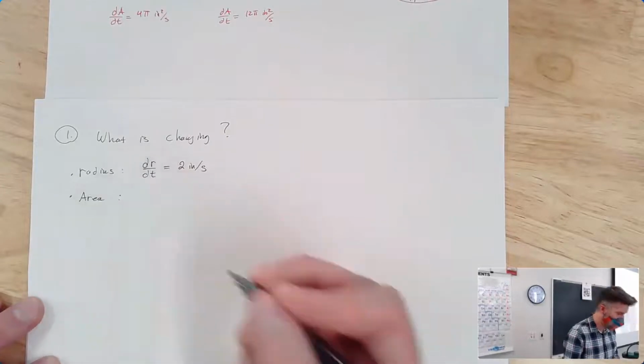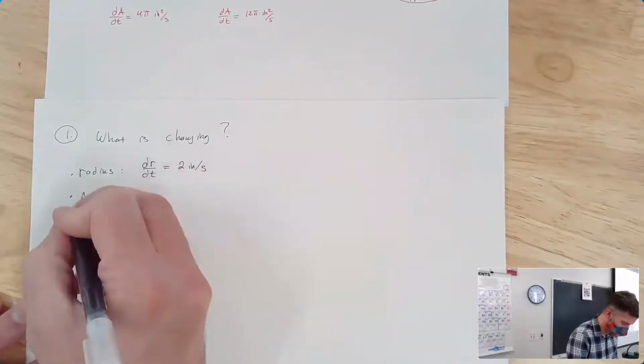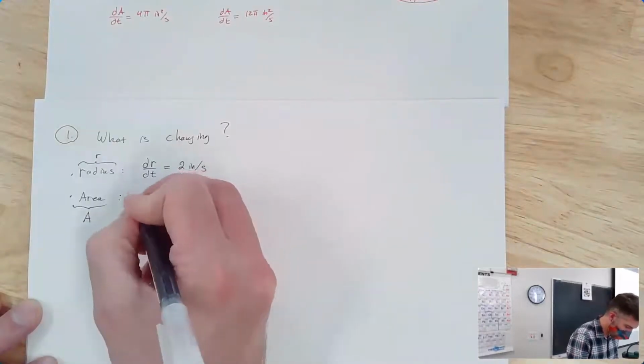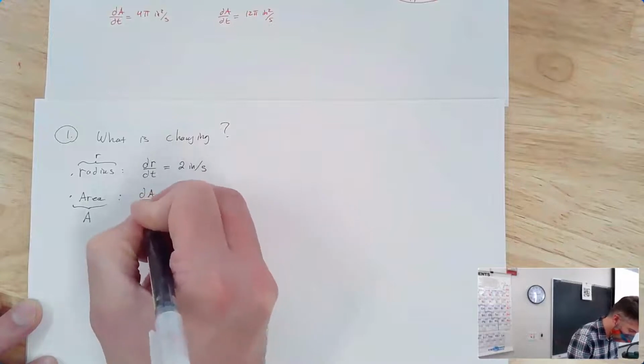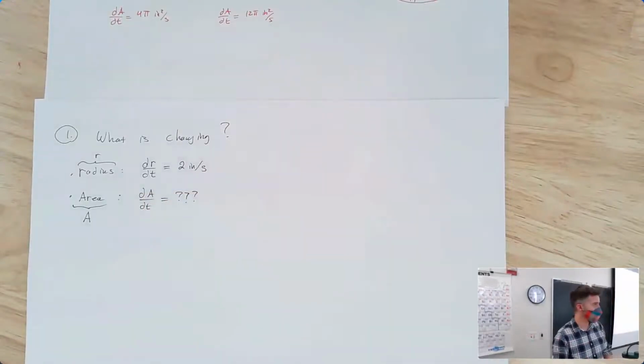We want to know how the area is changing. So I'm going to say that area is capital A and radius is lowercase r. And I want to know what dA dt is. That's what I'm trying to find. So first step, identify what's changing. Second step, find an equation relating those two things.